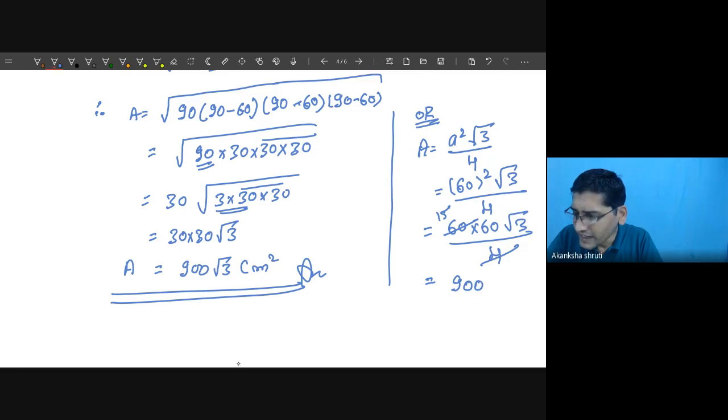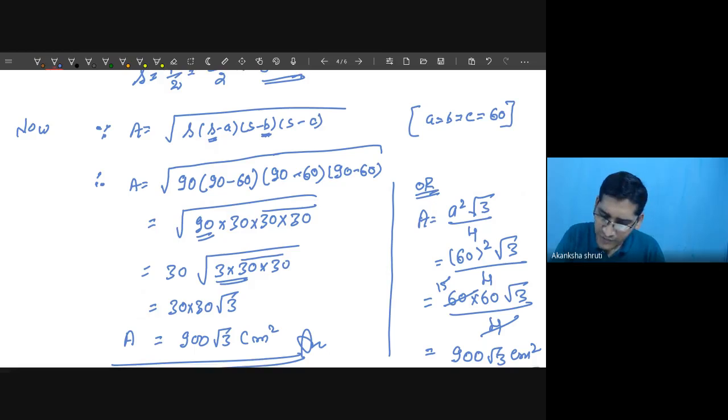One more 0 is there and root 3 is there. So this much centimeter square. So it means what? A student, we are free to choose either the Heron's formula or the formula of the area of equilateral triangle that we had derived. Okay, both will give the same result. It was about this concept.